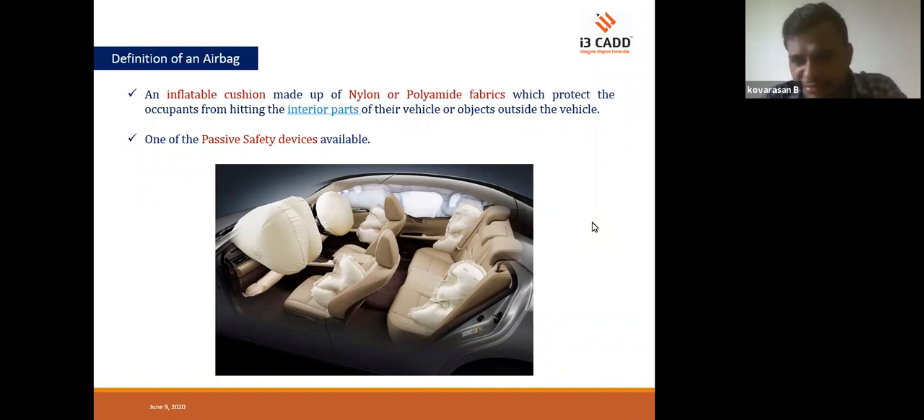Who is an occupant? Anyone who is sitting and traveling inside the vehicle is an occupant. The driver, the front seat passenger, the rear seat passengers, all are occupants only. So these bags protect these occupants from hitting the interior parts of their vehicle. What are all the interior parts available in your car? Yes, here it is.